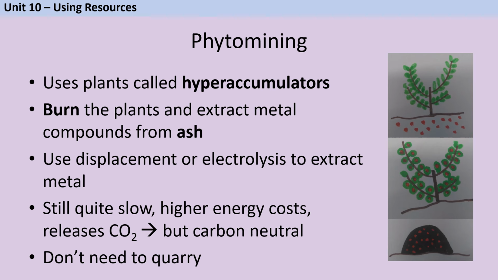Then the metal needs to be extracted from that, and the easiest way to do that is to react it with some sulfuric acid and then displace it using a more reactive metal like iron, or use electrolysis again. This is still quite a slow process and it has higher energy costs than bioleaching due to the burning stage and the electrolysis. It will release carbon dioxide as well because we're burning the plants, but we can describe this process as being carbon neutral because even though there's an amount of carbon dioxide that's released at the end of the process, it's that same carbon dioxide that was absorbed by the plant when it did photosynthesis. So in total, no new carbon dioxide is being given out.